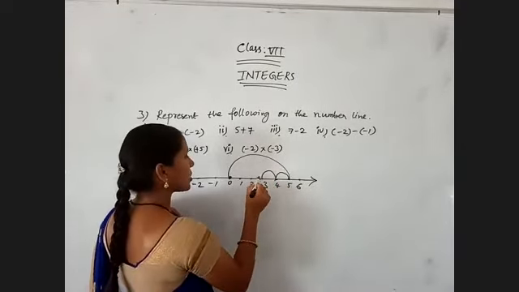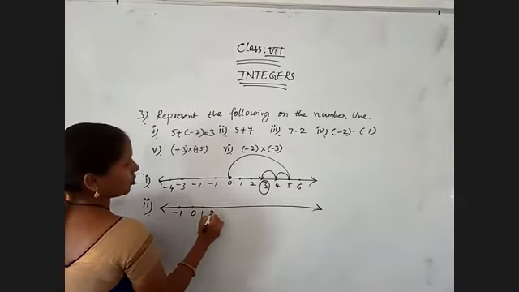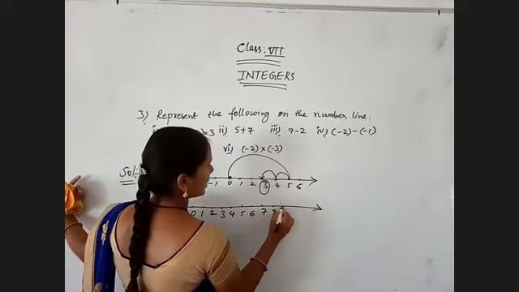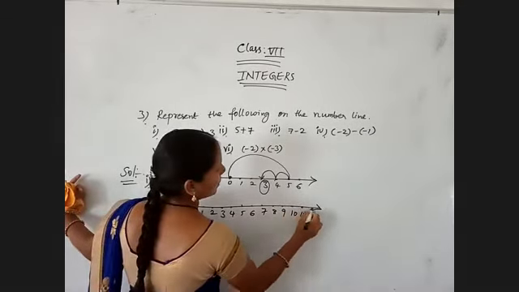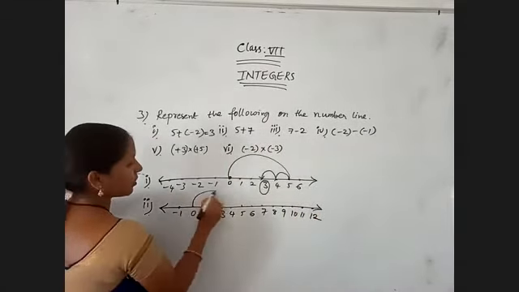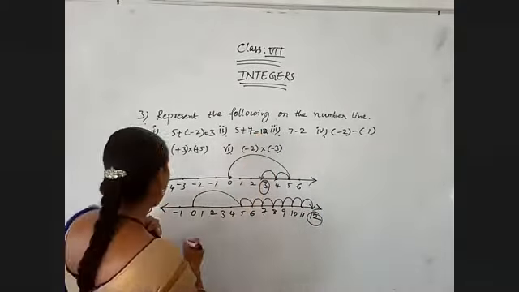Okay, then coming to the second problem. 5 plus 7. Minus 1, 0, 1, 2, 3, 4, 5, 6, 7, 8, 9, 10, 11, 12. So first value was 5, 0 to 5. Plus 7, plus is nothing but moving to the right side by 7 steps: 1, 2, 3, 4, 5, 6, 7. So what is the answer? 5 plus 7 is equal to 12. Now 7 minus 2.